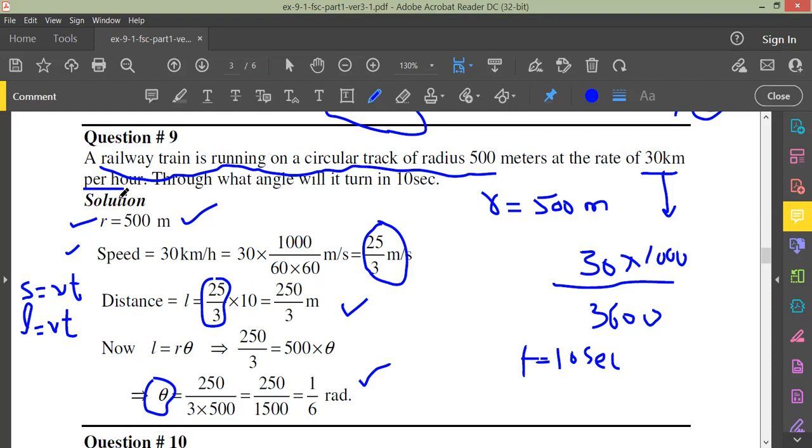The train is covering 30 kilometers in an hour. We can write it as the train covering 25 over 3 meters in 1 second. So in 10 seconds, this will cover 25 over 3 multiplied by 10. In 1 second this is the distance, in 10 seconds this is the distance covered. So we will simply write 250 over 3 multiplied by 10. After calculation our answer will be equal to 1 over 6.